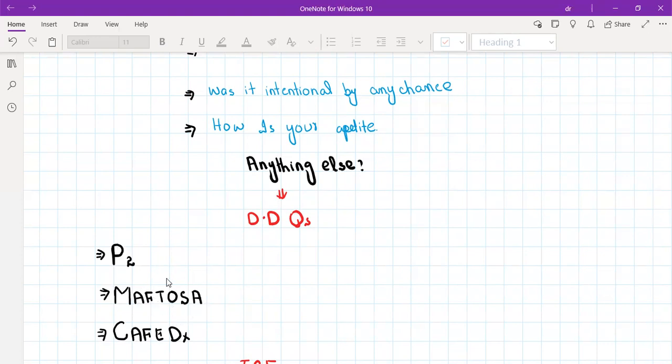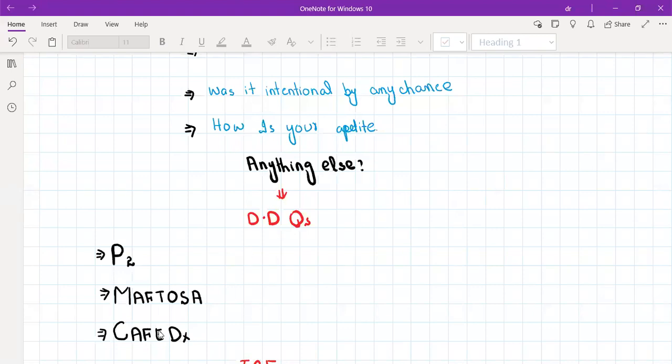Okay, so what do you do for a job? Who do you live with, etc. Lifestyle questions are also important. So cigarette smoking, alcohol, diet, exercise, and then the DX, which are basically the drug use and sexual history. This is really important in case the patient has HIV.